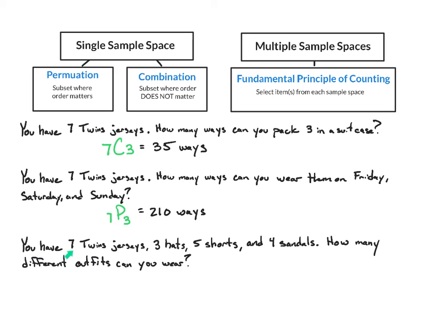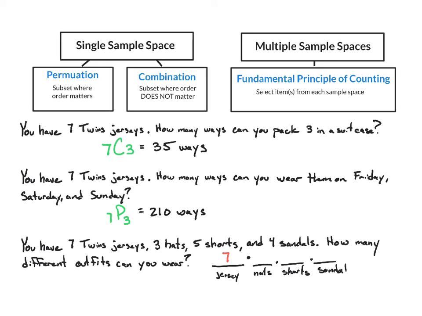Now this last question, I have those same 7 Twins jerseys, but now I also have 3 Twins hats, some shorts, and some sandals that I'm going to wear to the Twins game. And it says, how many different outfits can you wear? Well, I'm not picking 3 out of my Twins jerseys or anything like that. I'm picking 1 Twins jersey, and so sometimes we use these decision blanks here. So we have jersey decision, so how many options do I have? And then you multiply by your hats, and then you multiply by your shorts, and you multiply by your sandals, right? So it's essentially saying how many ways can you choose to fill in those blanks.